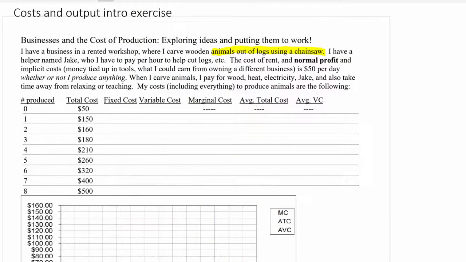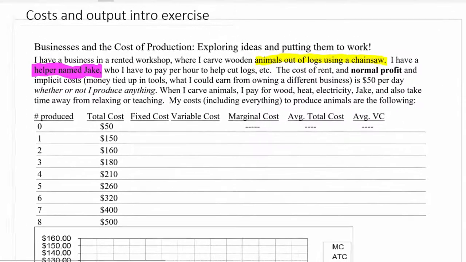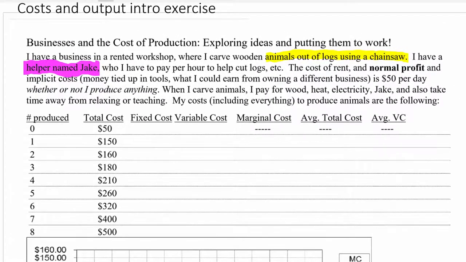So let's talk about what kind of costs would be involved with this kind of business. Let's suppose that personally I have a helper, a laborer that I have helping me do this work. And I pay Jake per hour to help me cut logs and sweep up the sawdust and sharpen the chainsaw and things like that. Some other costs: I have the cost of rent of my shop, and normal profit. Now this is an important one we need to pause on for a minute.